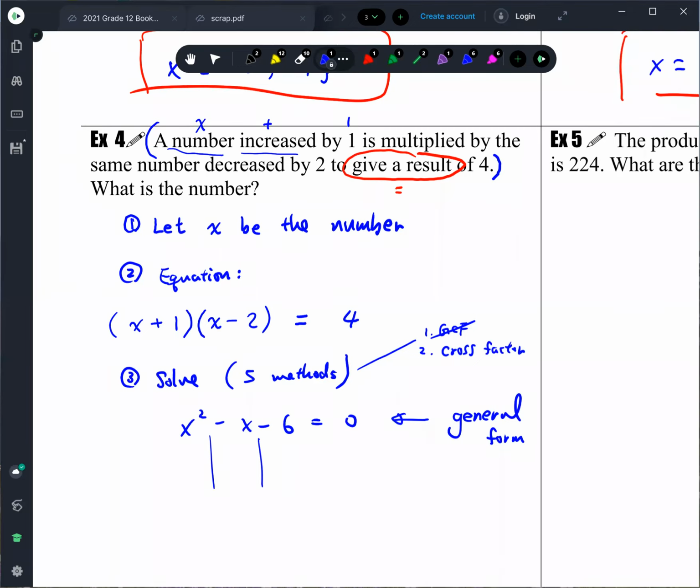x and that's a negative, so 3x plus 2 is negative 1x.